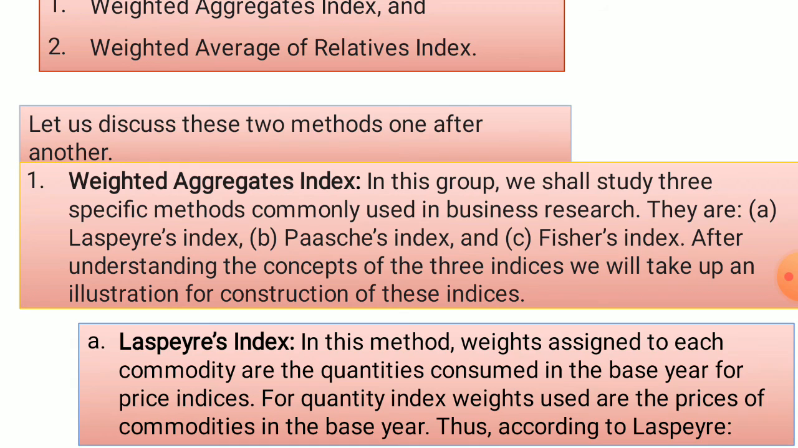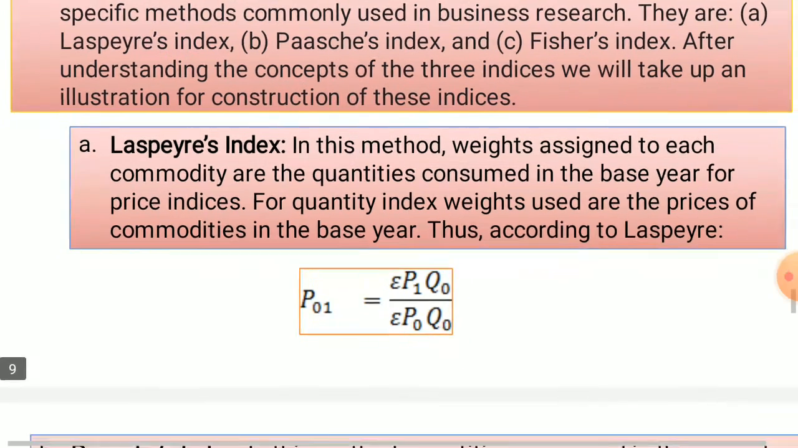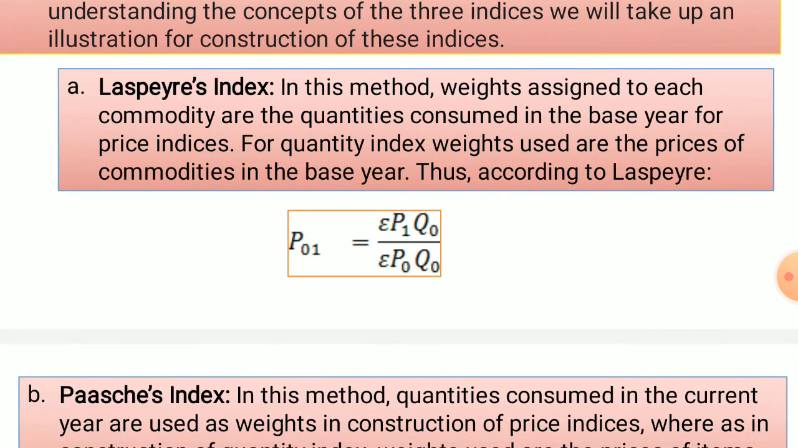Now weighted aggregates index. In this group we shall study three specific methods commonly used in business research. They are Laspeyres' method, Paasche's method and Fisher's index. Now Laspeyres' method: in this method the weights assigned to each commodity are the quantities consumed in the base year for price indices. So the formula to calculate Laspeyres' index is P01 is equal to sigma P1 Q0 divided by sigma P0 Q0, current year price times base year quantity divided by base year price and base year quantity.